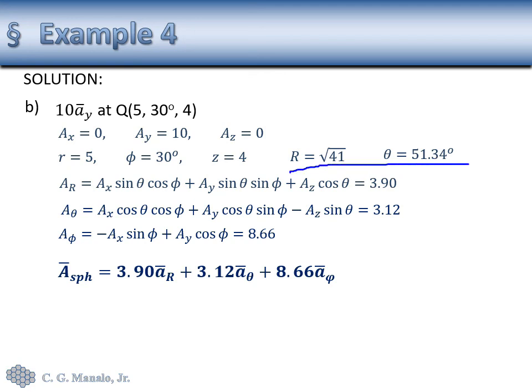Now that we have the spherical coordinates, we can proceed to compute the spherical components, A R, A theta, A phi, and that would give us this answer. So this is the vector in spherical coordinates of this vector at this point given in cylindrical coordinates.